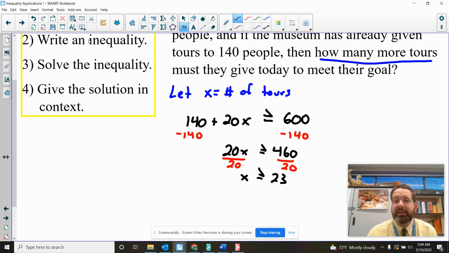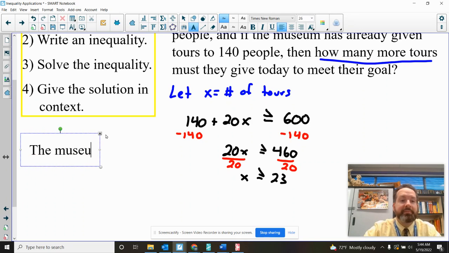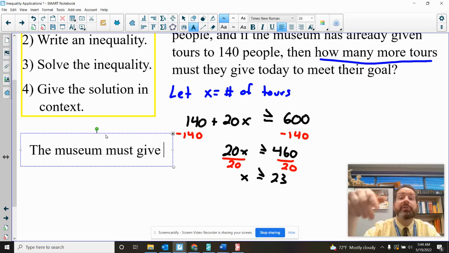So we wrote the inequality. We solved the inequality. But here's the thing. For a person who understands the problem, I can't just go say x is greater than or equal to 23. We've got to give the solution in words so that people understand what we're saying. So here we go. I'm going to give my solution over here in context. The museum must give.